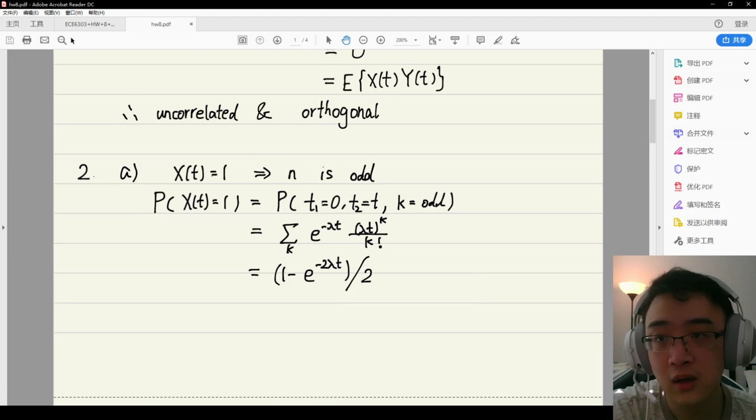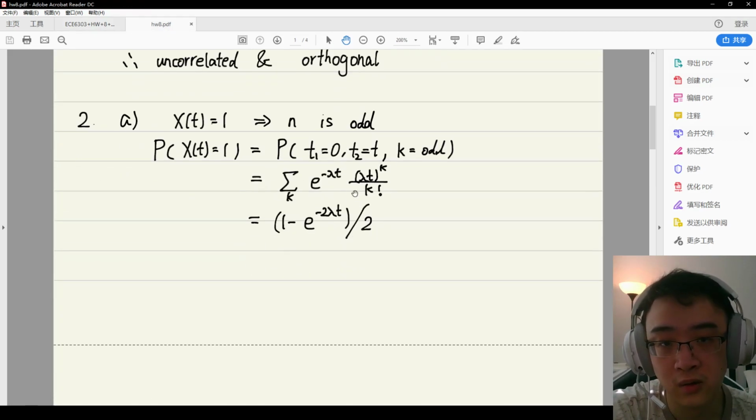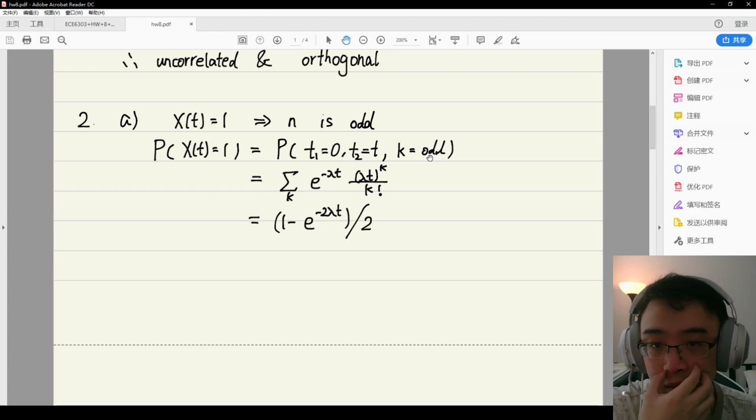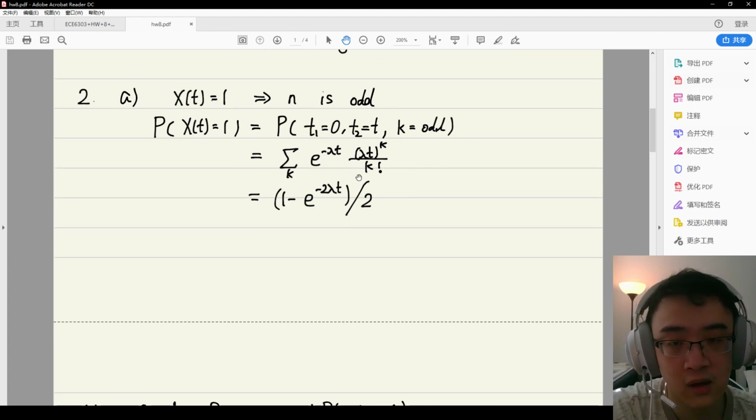So in this part, we need X(t) equal to 1, which means N is odd when N is odd in the interval 0 to t. So we can get this function, and in this equation, t1 is 0, t2 is t, and k is an odd number. And then it will be the sum of this part.